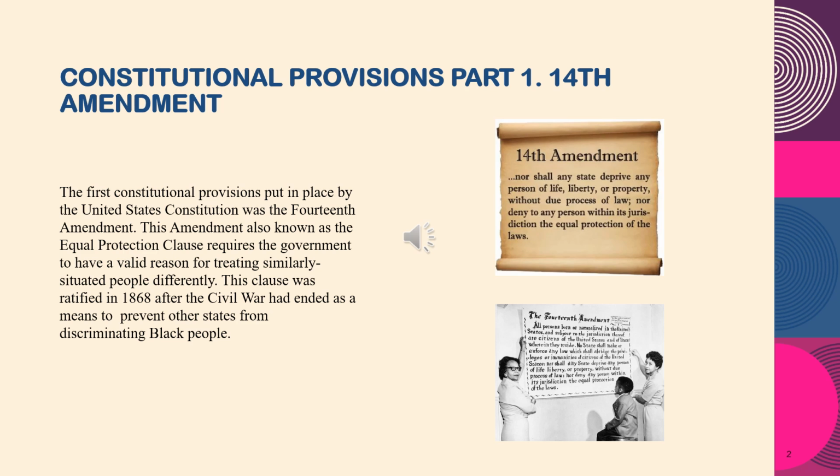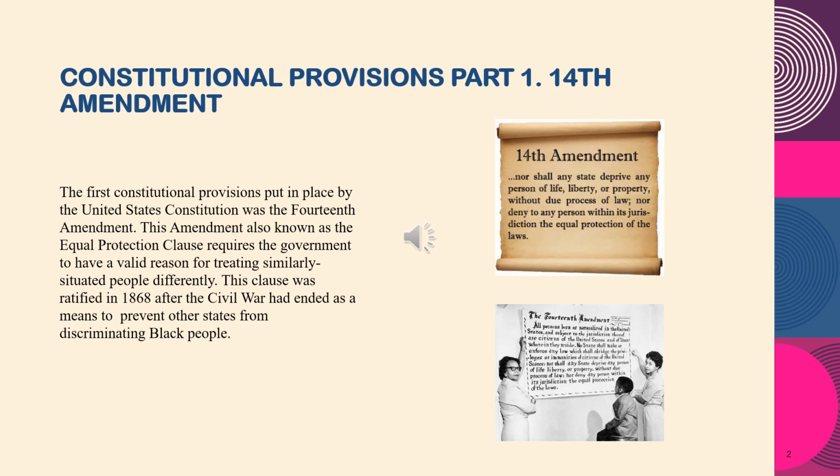For my first slide, I will be talking about the constitutional provisions. For the first part, I decided to do the 14th Amendment for racial segregation and racial discrimination. This was the first constitutional provision put in place by the United States Constitution, and this amendment was also known as the Equal Protection Clause. It required the government, and does require the government, to have a valid reason for treating similarly situated people differently.